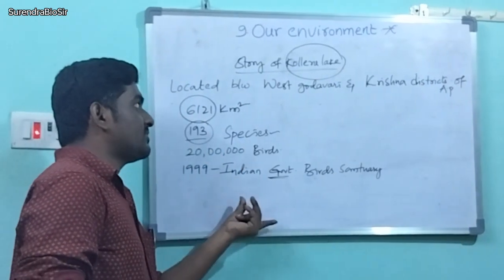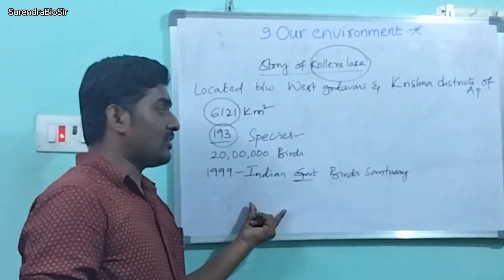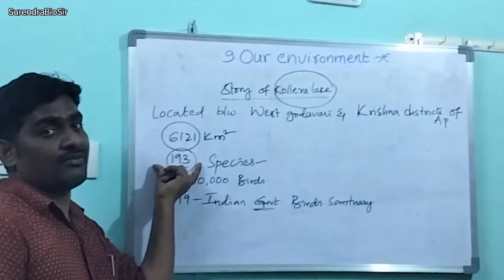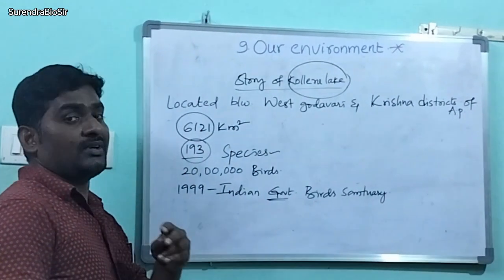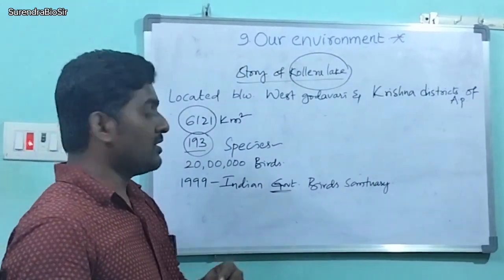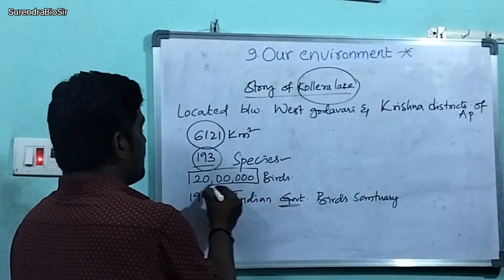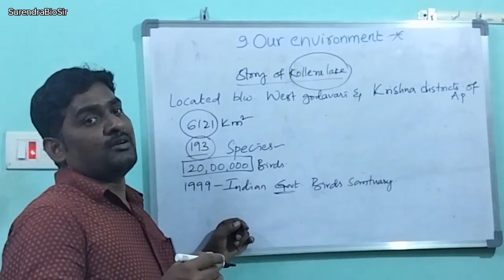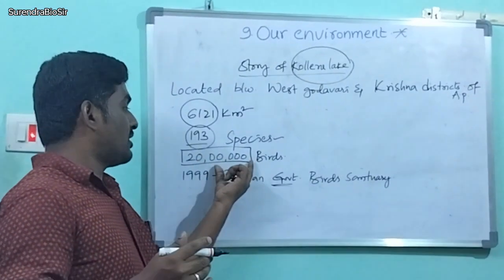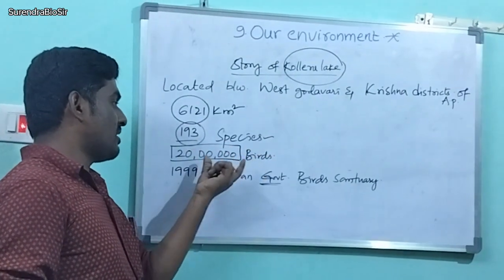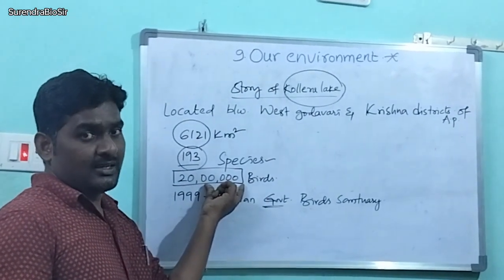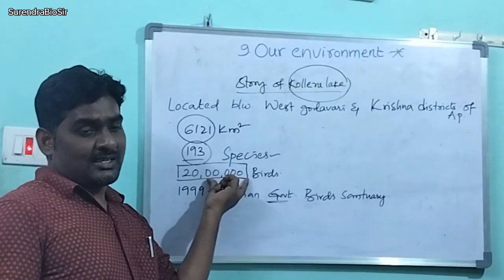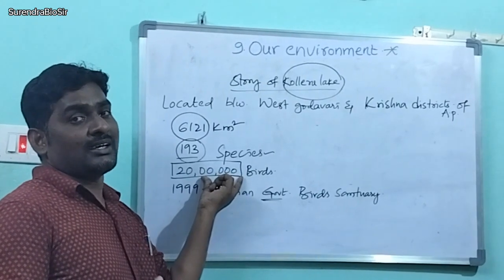So what is the specialty of this Kolleru Lake? Actually it is a sweet water lake, so nearly 193 species of flora and fauna are living there. Different types of species, nothing but biodiversity, we can see. Next, 20 lakhs of birds come each year as migratory birds. Between the monsoon season, the birds come here and lay eggs, and also they move back to their areas, like East Asia and Siberia, from where cranes are coming.